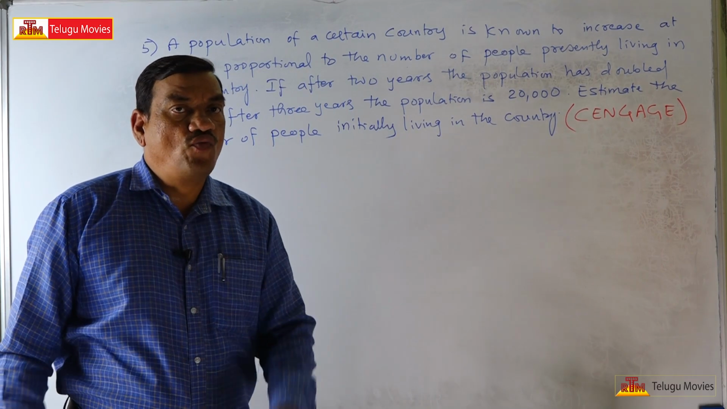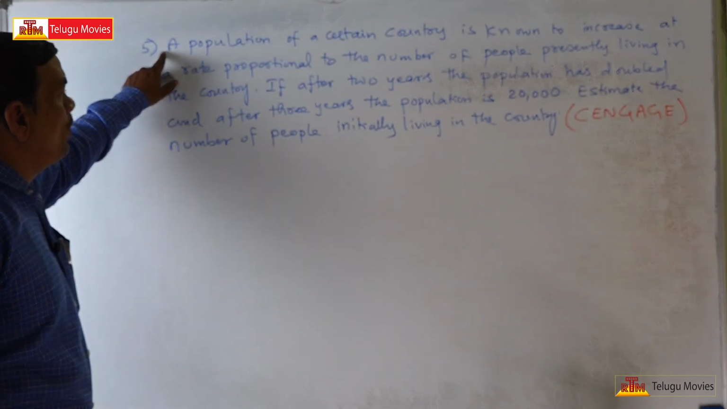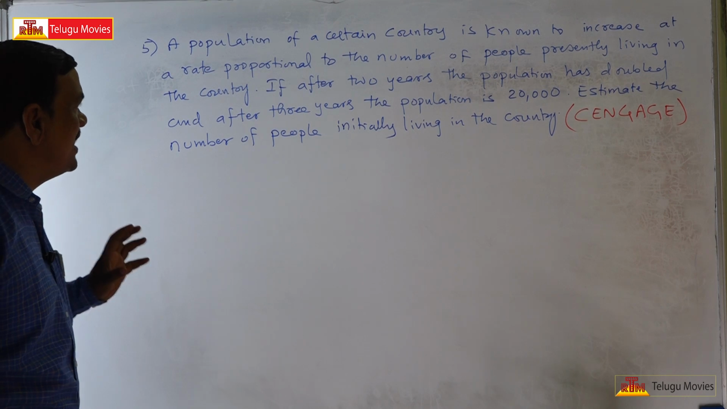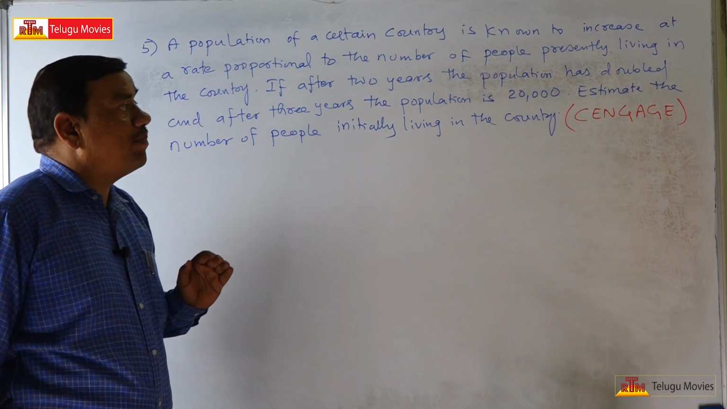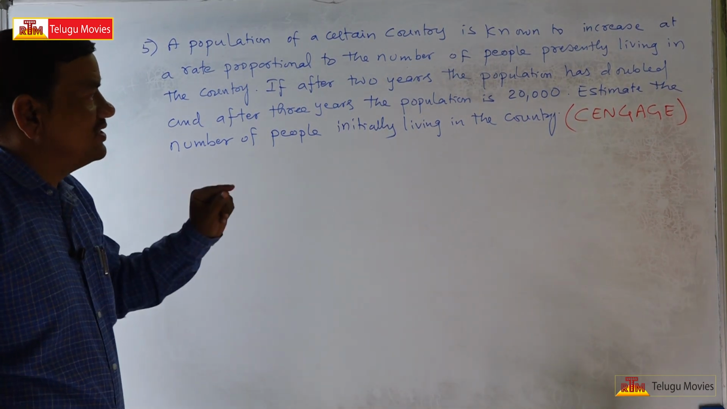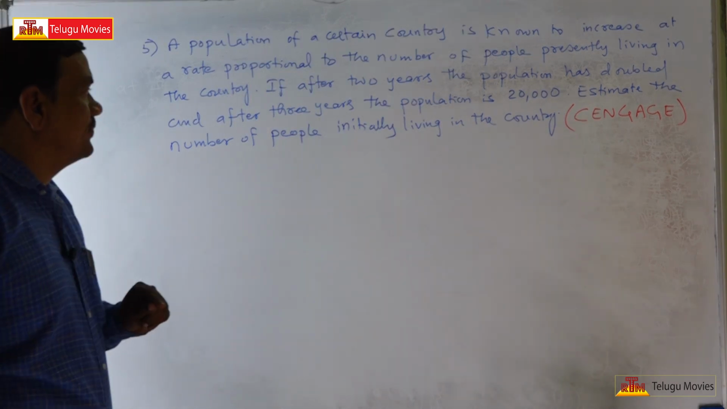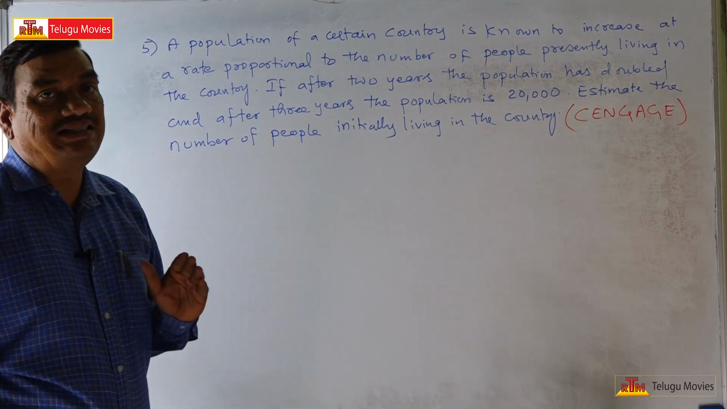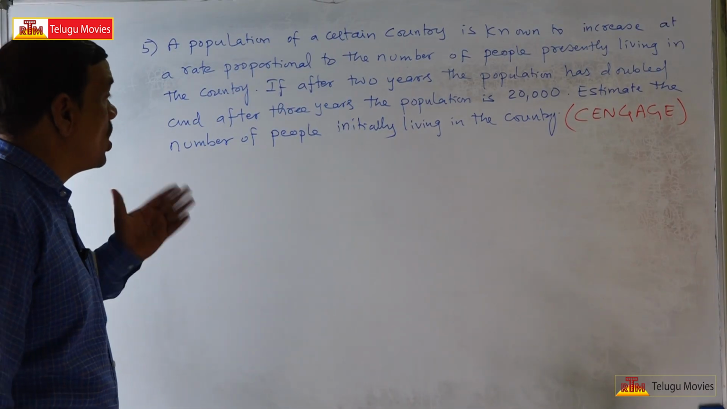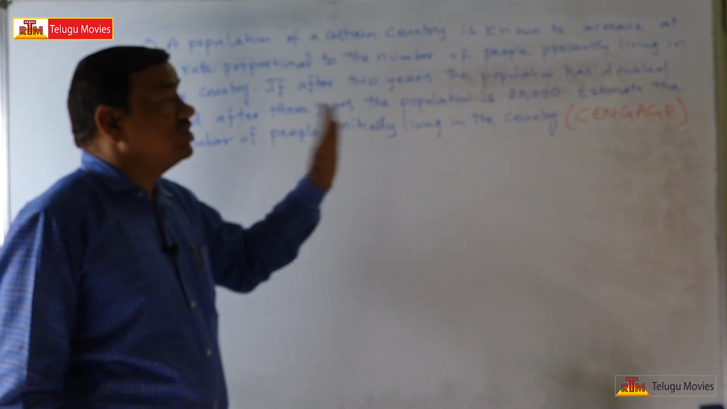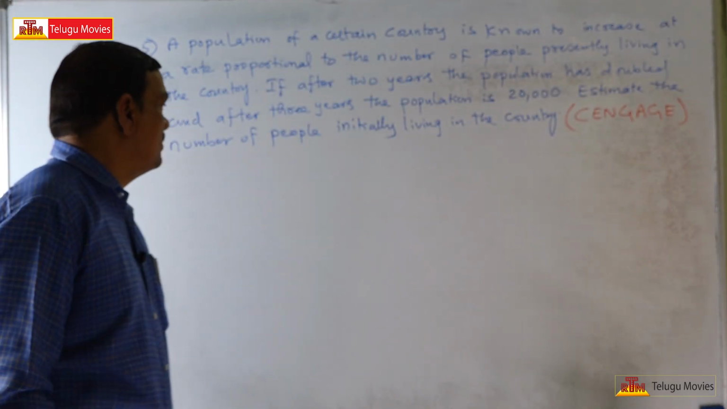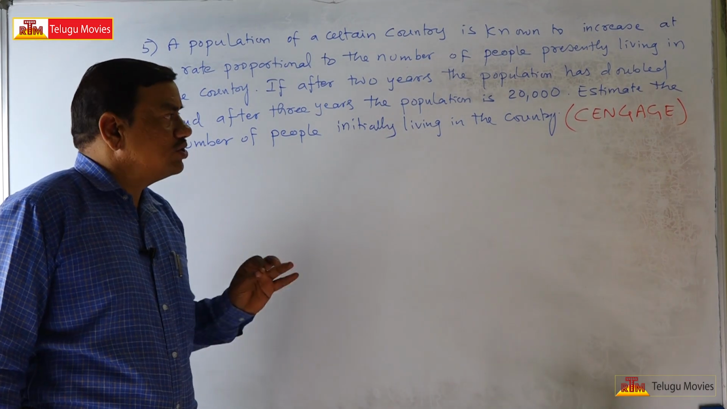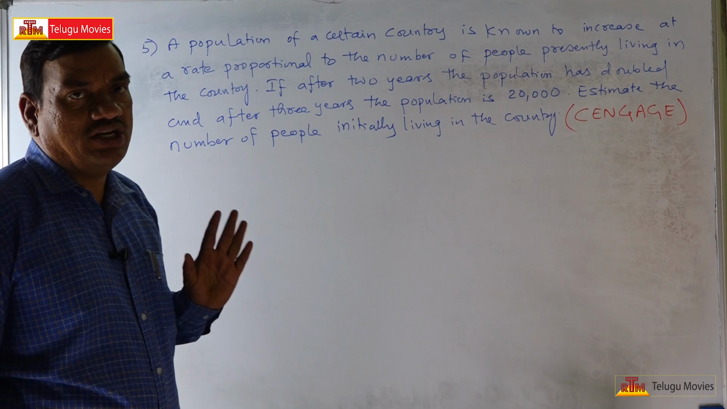Friends, welcome to the fifth problem. A population of a certain country is known to increase at a rate proportional to the number of people presently living in the country. If after 2 years the population has doubled, and after 3 years the population is 20,000, estimate the number of people initially living in the country. Now, this is an application of differential equations problem.